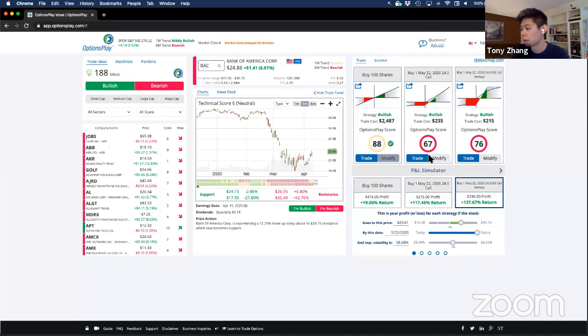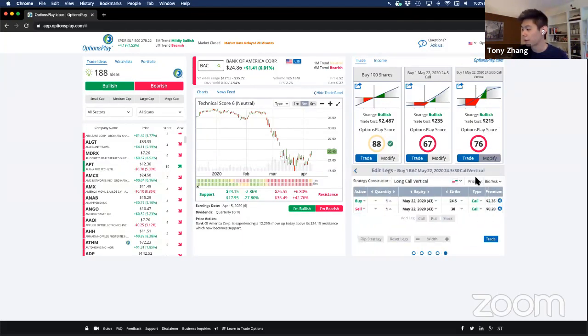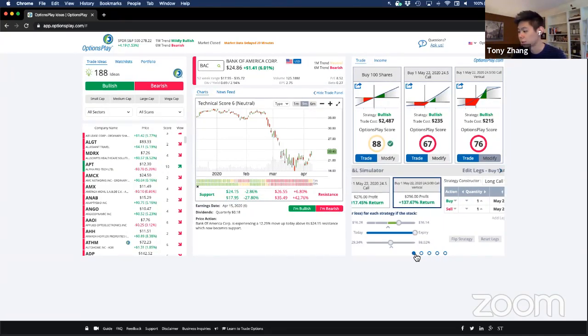So let's say you want to take a bullish view, and Bank of America reports earnings next week. We're going to talk about earnings plays. This is not meant as an earnings play, but let's just take a look. Buying a 24.5 call option will cost you $235. Buying that same 24.5 call option, but selling the $30 call option against it, collects 20 cents, which is roughly 10% of the long call. So that's almost a 10% reduction in risk.